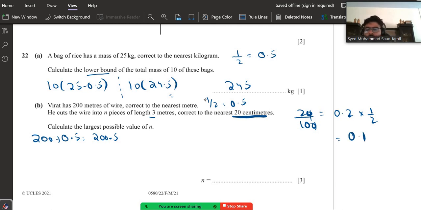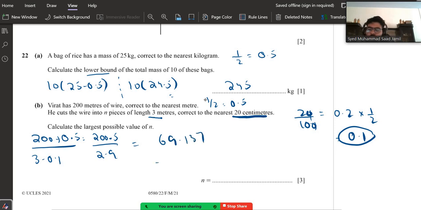So you cut the wire into n pieces of 3 meter. So you will take the lower bound, so divide by 3 minus 0.1, which is 2.9, and when you divide both of them you get 69.137, so the answer is 69. Alright, so that's the largest possible value of n.